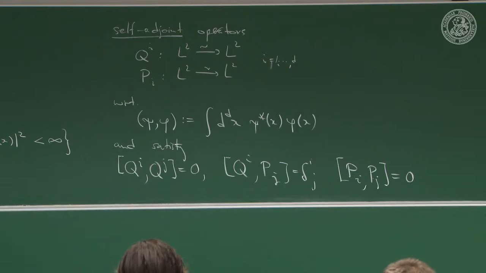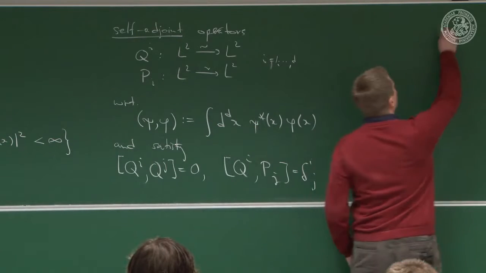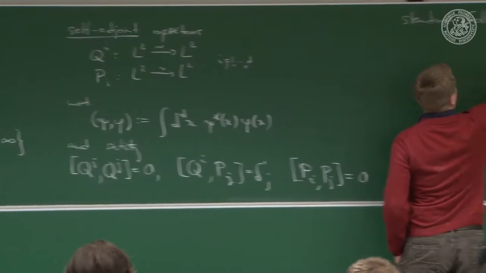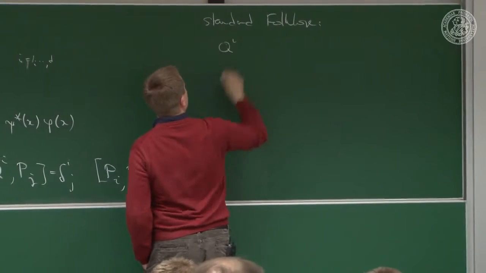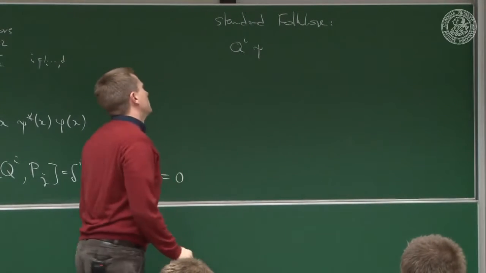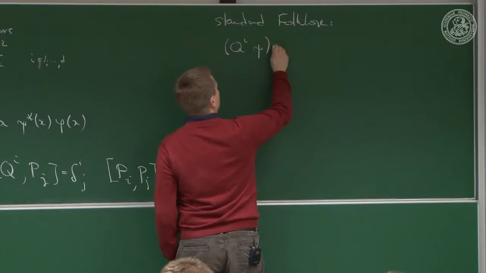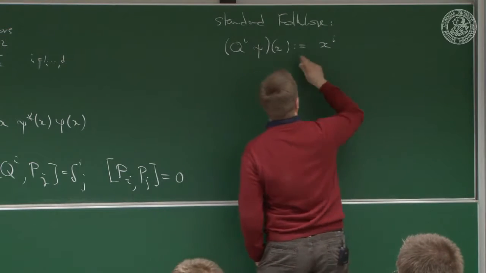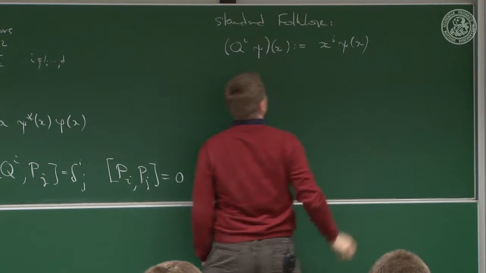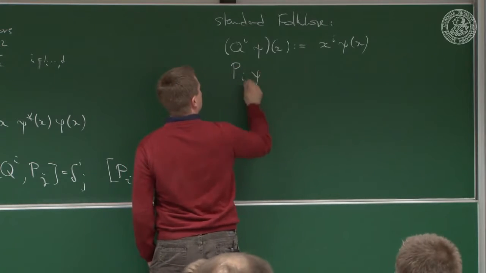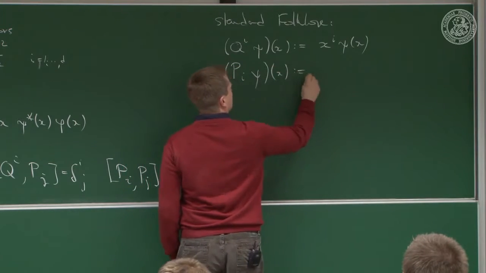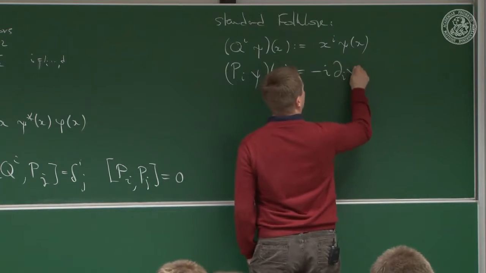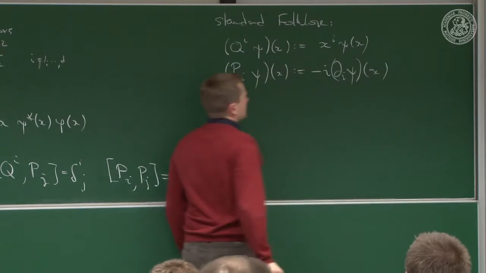Now, it's also the standard folklore that you can represent this operator Q_i on psi, it's then called the position space representation, by just multiplying with the ith coordinate. And P_i acting on psi can be represented by minus i h bar, which we set to 1, del_i psi of x.